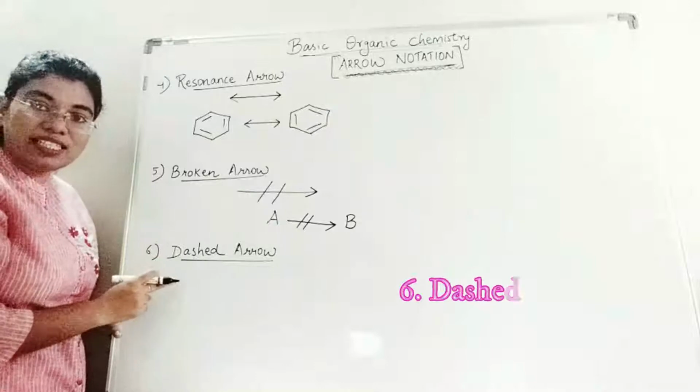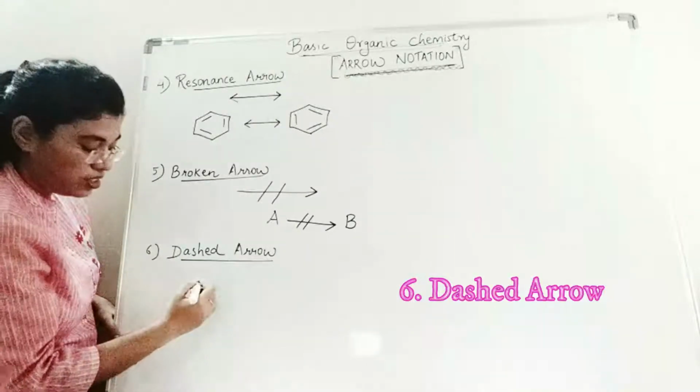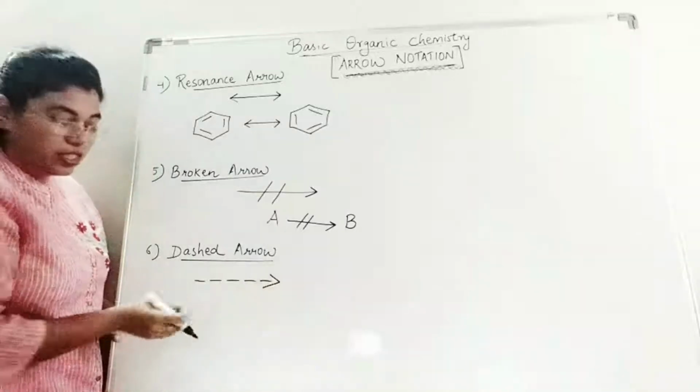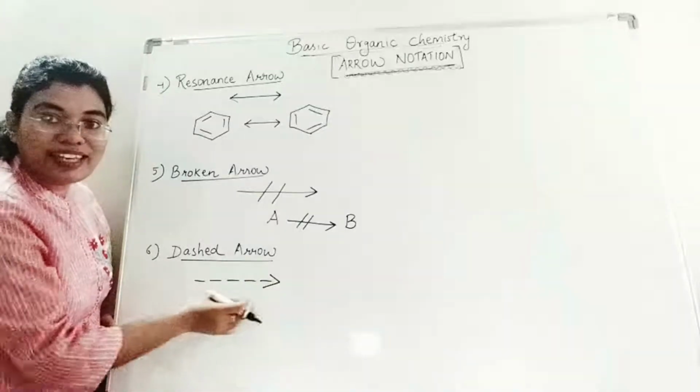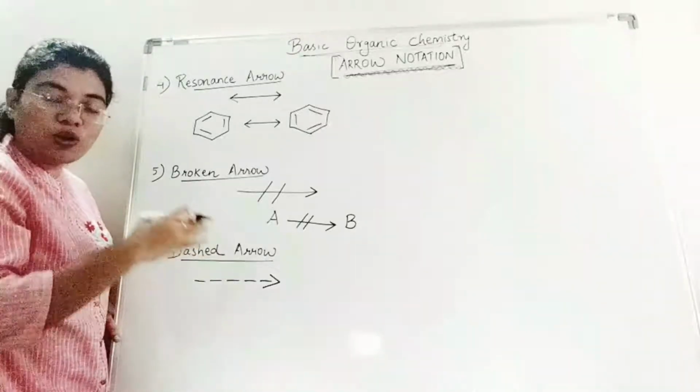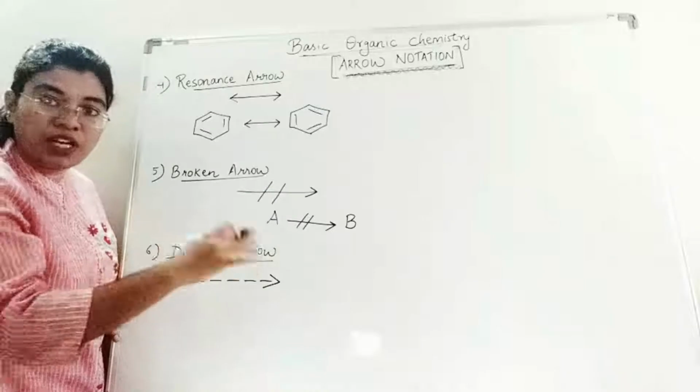Last one is the dashed arrow. So it is written this way. Okay, this is the dashed line. So this is the dashed arrow. That means a reaction has taken place. All the theoretical steps have taken place.